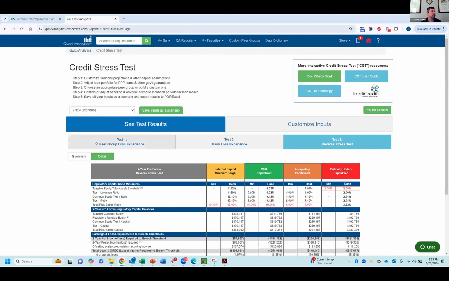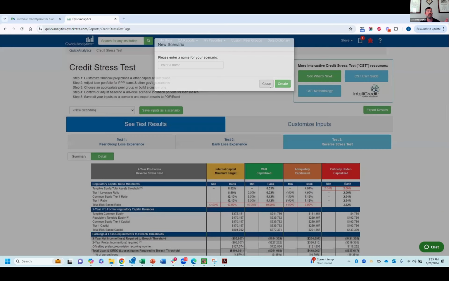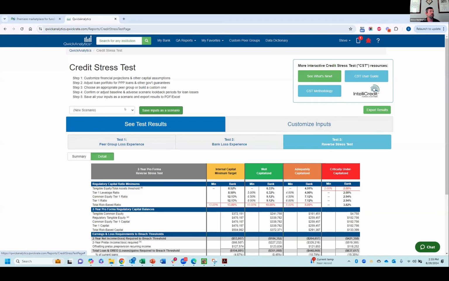And just a quick word about the management of the tool in general. Once you've got everything plugged in here, you can go ahead and save your inputs as a scenario, give it a name, give it a date, and then you can come back here anytime you want to and access those scenarios on an ongoing basis. There's no limit to how many scenarios that you can save here.